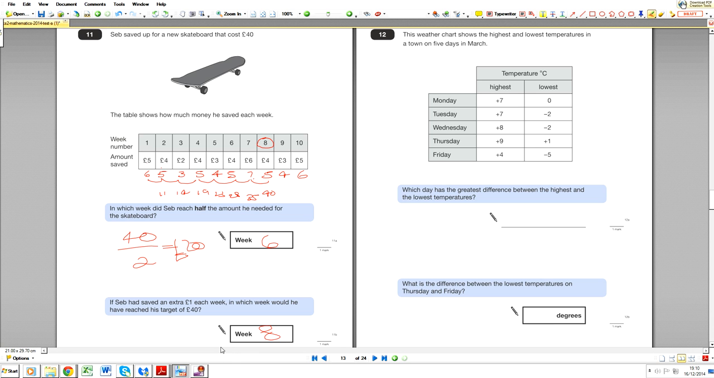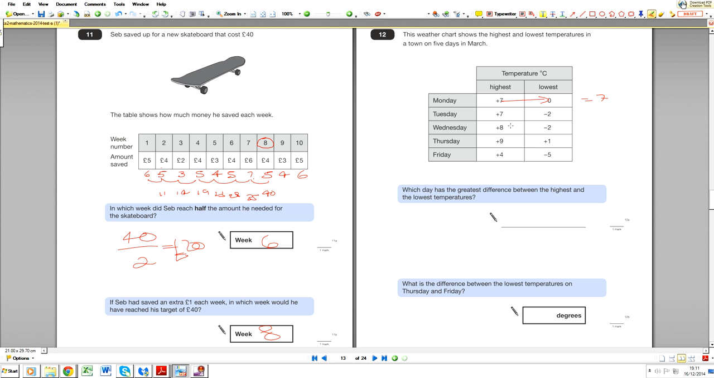Lovely. Question number 12. This weather chart shows the highest and lowest temperature in a town on 5 days in March. Which day has the greatest difference between the highest and the lowest temperature? So let's work them out. The difference between 7 and 0 is 7. The difference is the largest number, take away the smallest.